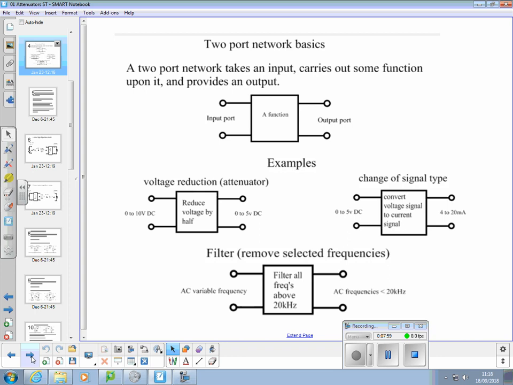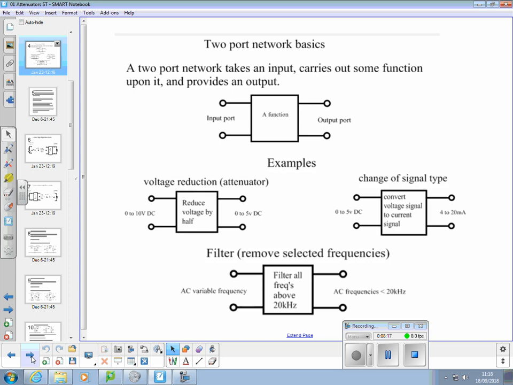So it has an input port of two terminals. The network itself does a function, does something to that input, and provides an output port on two terminals.